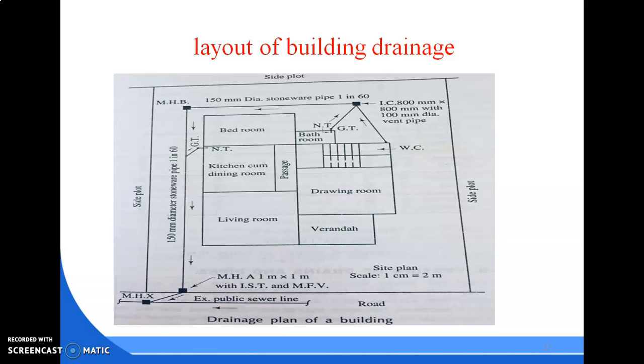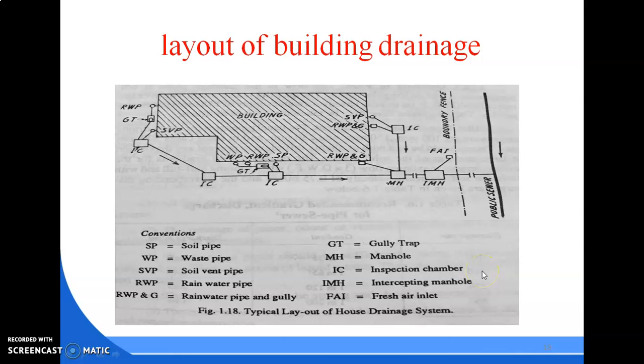This is the basic layout of a building drainage system, drainage plan of a building. Also this is another layout of building drainage. Here some short forms are written, RWP, GT, which are explained here. SP means soil pipe, WP waste pipe, SVP soil vent pipe, RWP rainwater pipe, RWP and G rainwater pipe and gully trap where we provide it. Then GT gully trap, MH manhole, IC inspection chamber, IMH intercepting manhole, FAI fresh air inlet.